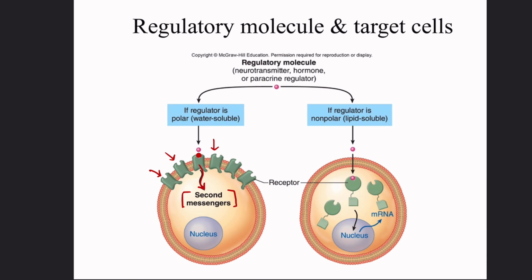If a regulator is nonpolar, meaning it's lipid soluble, like a fat, like a steroid for example, it can actually go through the cell membrane and its receptors will be in the cell, so intracellular. It's going to bind, and then that will cause a change, and notice it's impacting the mRNA, which can produce a different protein here.